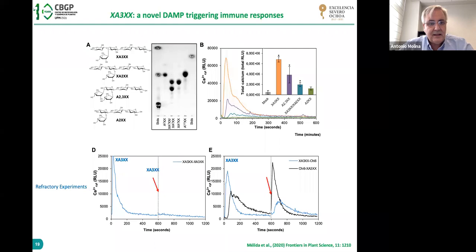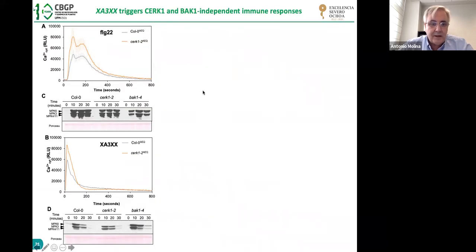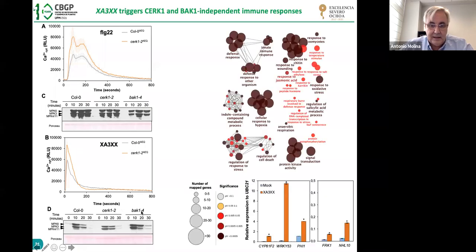Interestingly, the activity of this compound is independent of THE1 and BAK1, and you can see here the calcium burst measured for this compound compared with flagellin. This compound is able to activate the calcium burst in aequorin wild type plants, or aequorin lines in the THE1 mutant background. And as you can see here, this compound is able to trigger the MAP kinase phosphorylation in wild type plants and THE1 and BAK1 mutants. We also performed a transcriptomic analysis, and in wild-type plants, when treated with this compound, there is a significant activation of immune response genes.